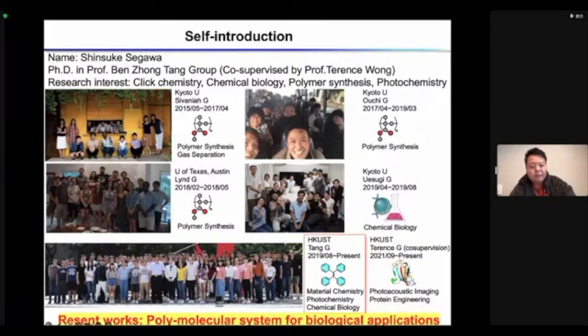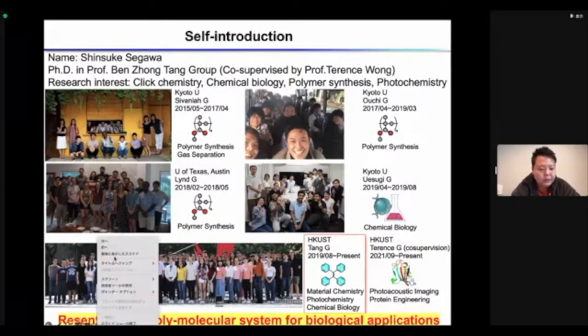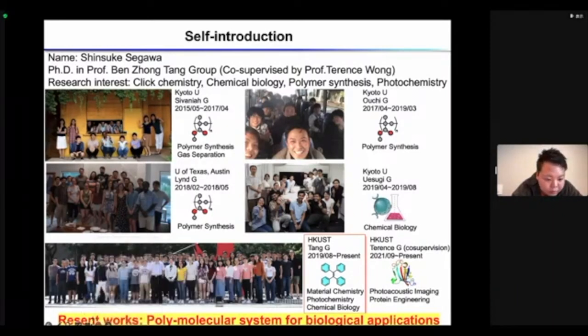background, my recent work is mostly focusing on the polymolecular system for biological application. So mostly I'm focusing on the molecular aggregate system, how to use molecular aggregates in biological systems.